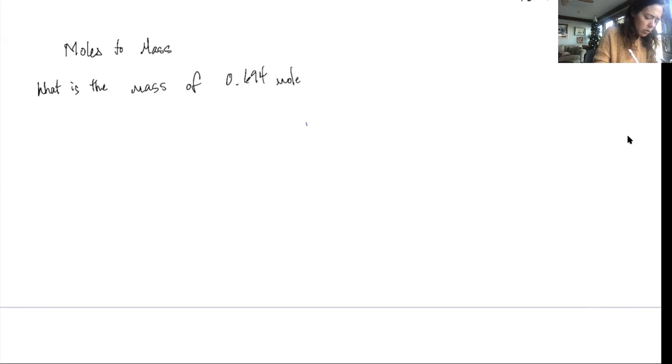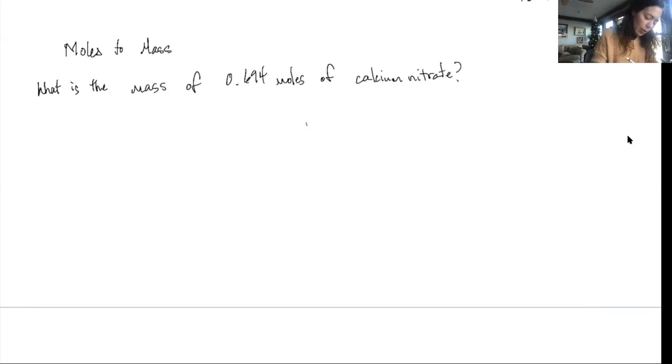All right, let's do one more. This time, we just went from mass to moles. Let's go from moles to mass, all right? So what is the mass of 0.694 moles of calcium nitrate.